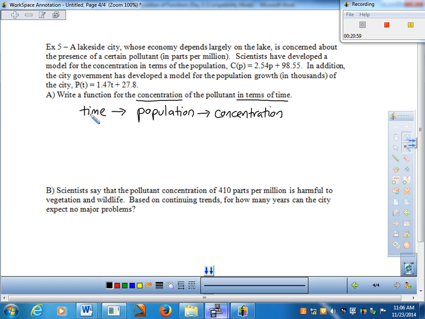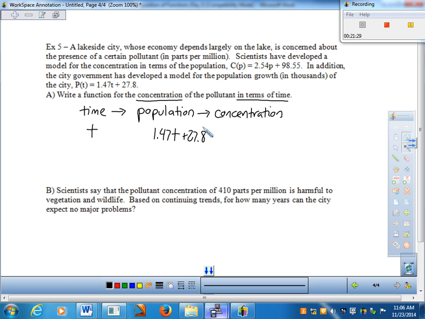So time is the input, population is the output. This output becomes the input of this function right here, and now I can write concentration as a function of time. So I'm going to just do this piece. If you see it in a slightly different fashion, that's totally cool by me. But ultimately, I have time, and that means I can have population in terms of that time, which is 1.47t plus 27.8.